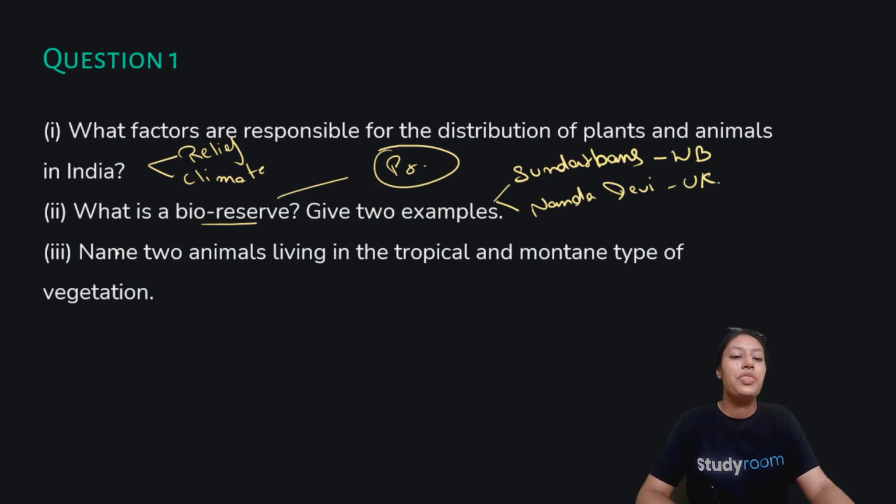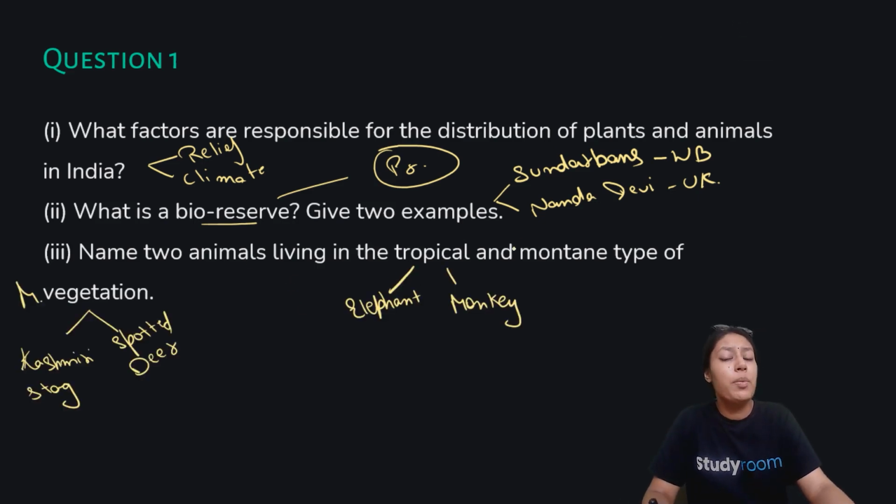Third, name 2 animals living in the tropical and mountain type of vegetation. So which animals live in tropical and which animals live in mountain type of vegetation? In the tropical, commonly found animals are elephant and monkey, and in mountain type of vegetation, common animals seen there are Kashmiri stag and spotted deer.